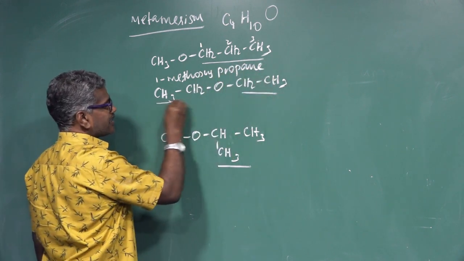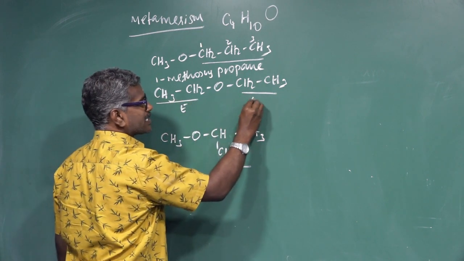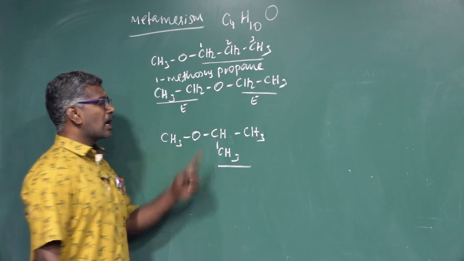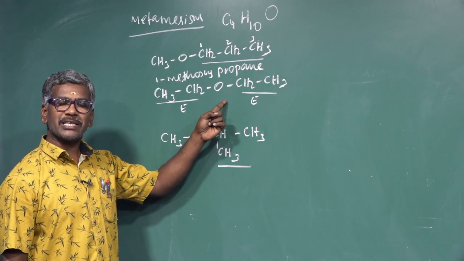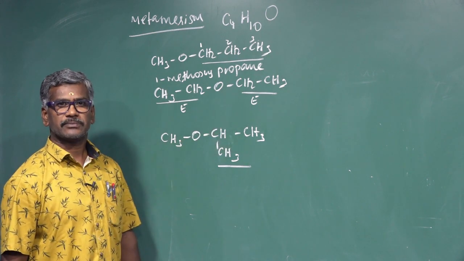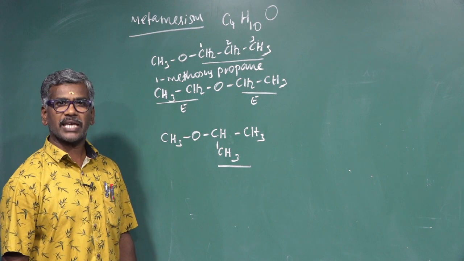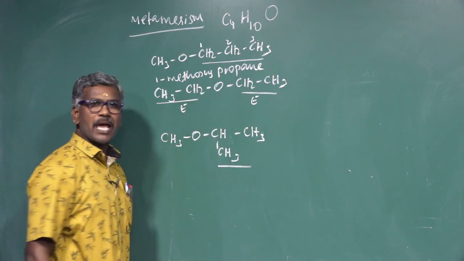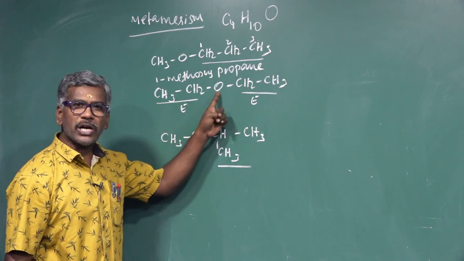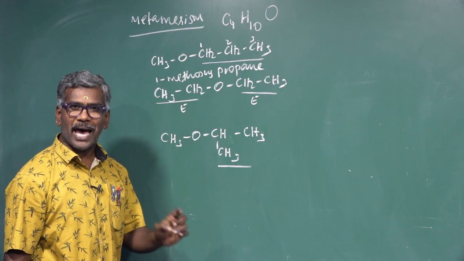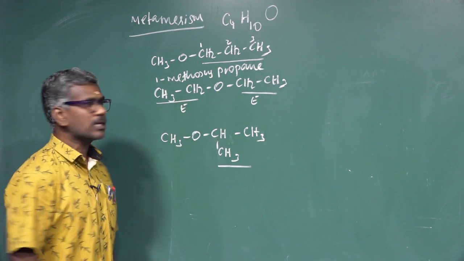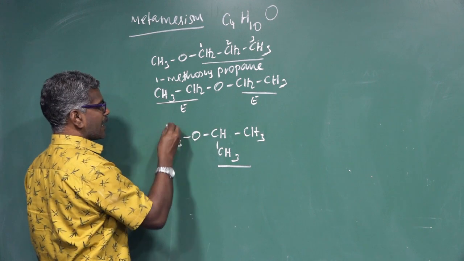Second one: this side is an ethyl group, and this is also an ethyl group. The common name for ether is dialkyl ether, and the IUPAC name is alkoxyalkane. Here both sides have the same number of carbon atoms. Either carbon chain acts as the parent, and the other is the substituent. Ethoxyethane.